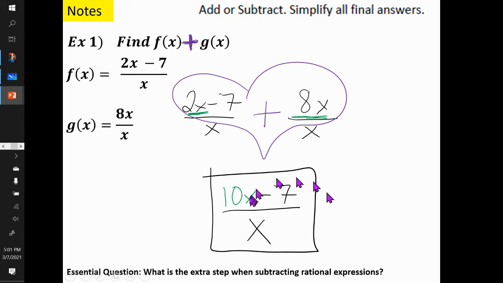The top you might want to try and factor, but we can't. We do not have anything that we can combine or factor out. So we're just going to leave it like that.